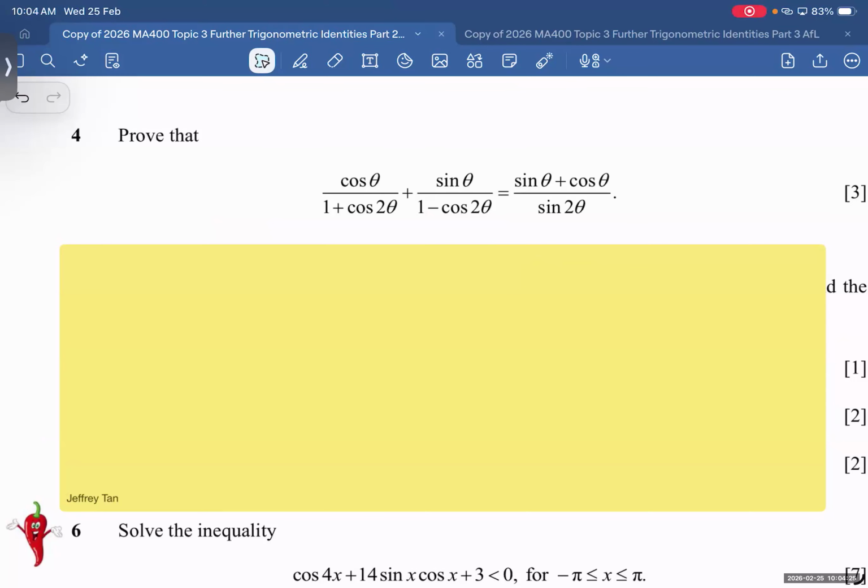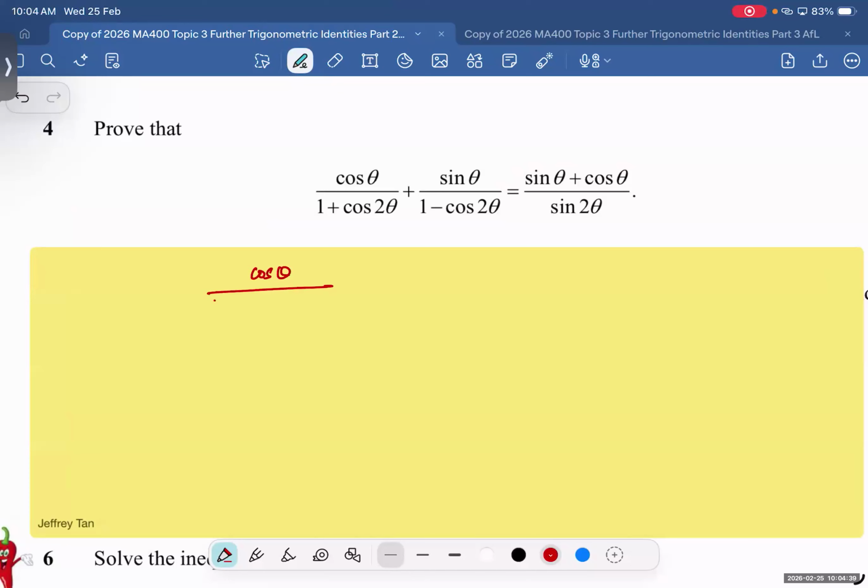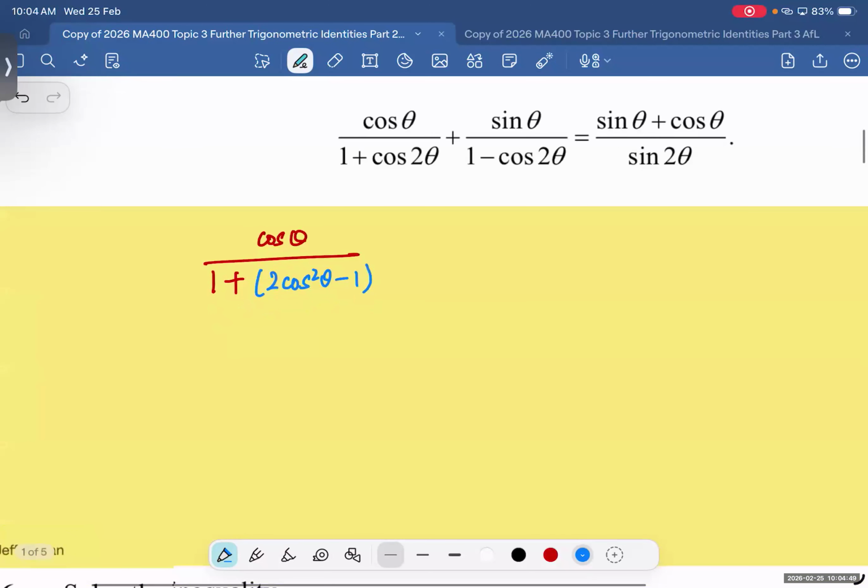Just like you got 3 pedals, you got 3 boats. I don't know which boat to use. Different boats for different occasions. Marathon boats, speed boats are different. So here, cos 2 theta, I'm going to choose 1 plus. Because I want to get rid of the 1, which one will I choose? I choose this, because it gets rid of 1. You will see what happened later, right?